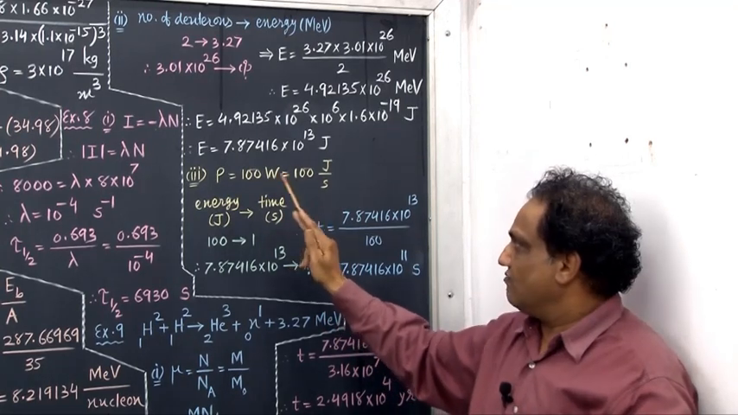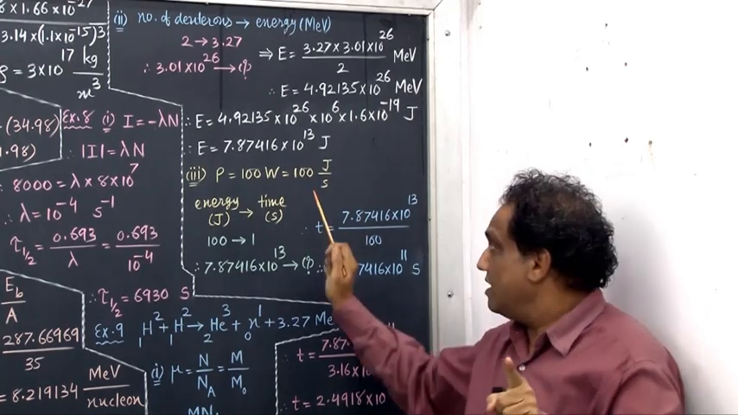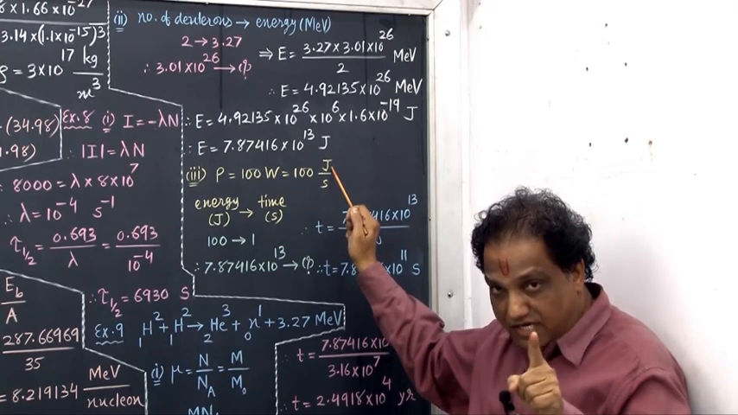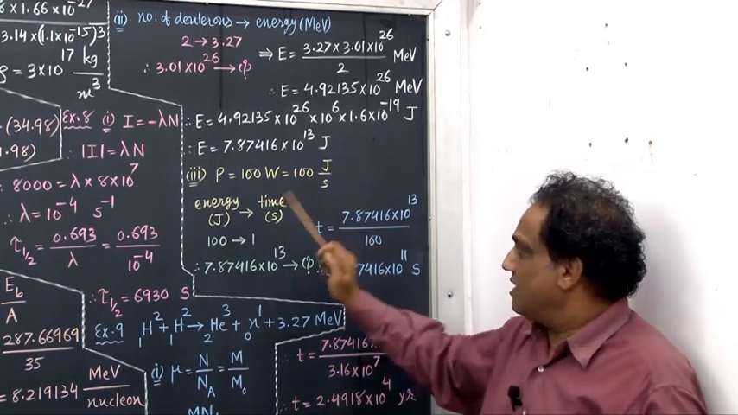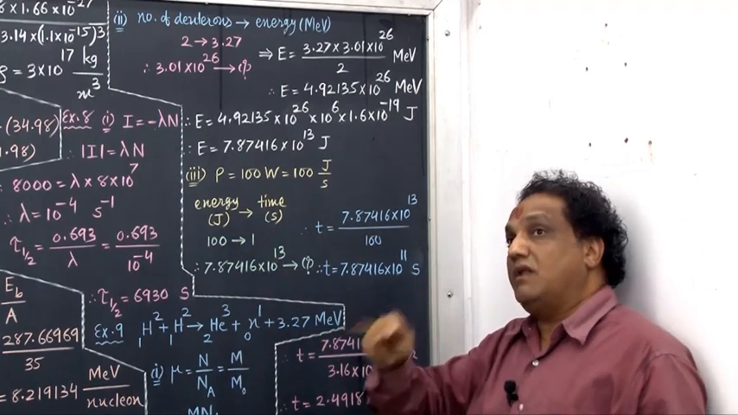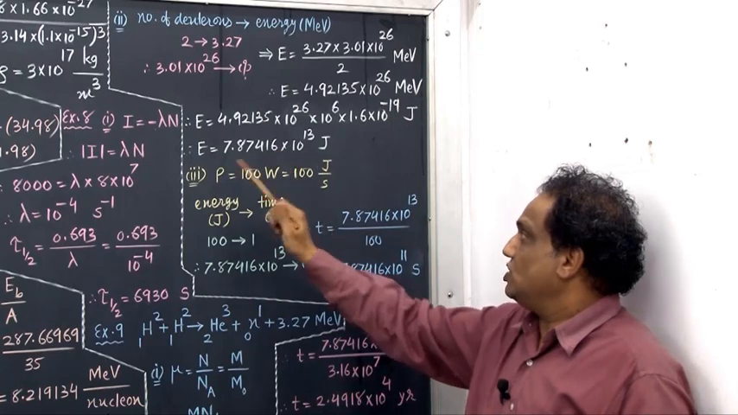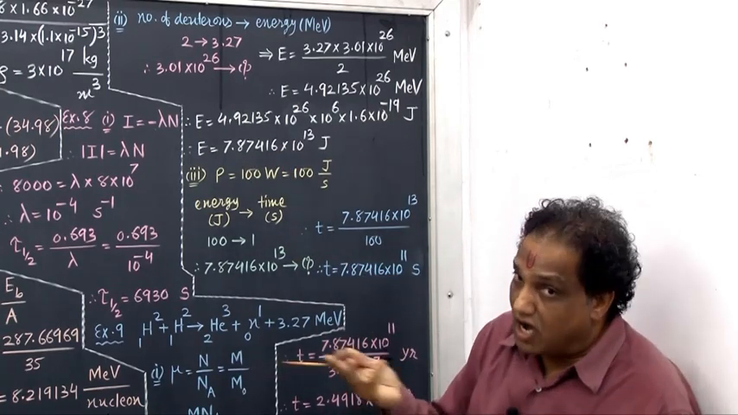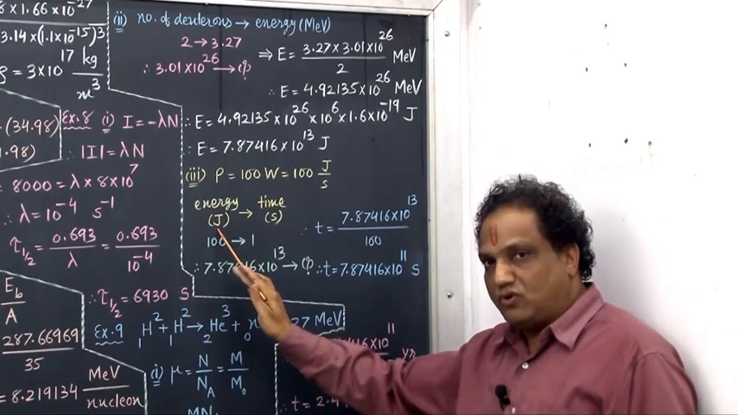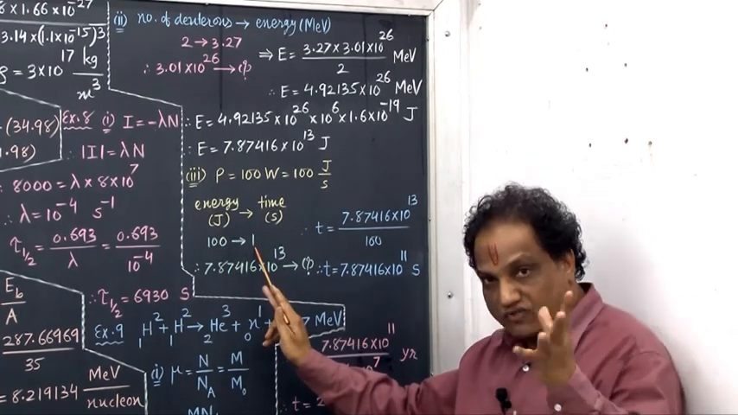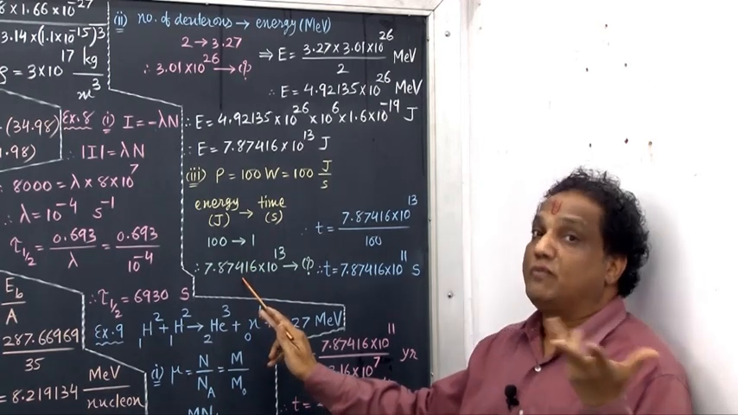So 100 as it is, watt is joule per second. What does it mean? If you supply 100 joules of electrical energy to it, it will run for 1 second. When we supply 100 joule and the bulb runs for 1 second, then if we supply this many joule, how much time will it run? Let us find out. For 100 joules supplied to the bulb, it glows for 1 second. Then if you supply this many joule, it will glow for how much time?